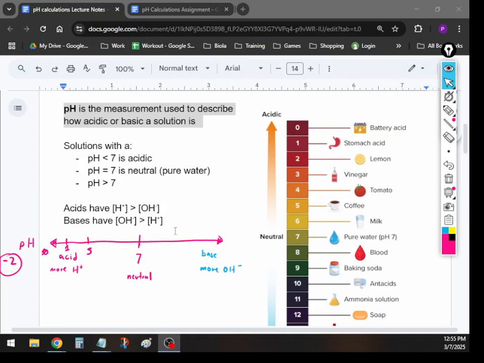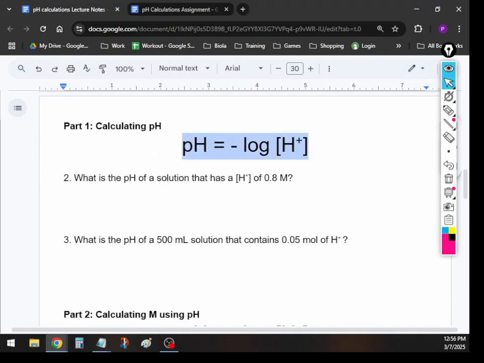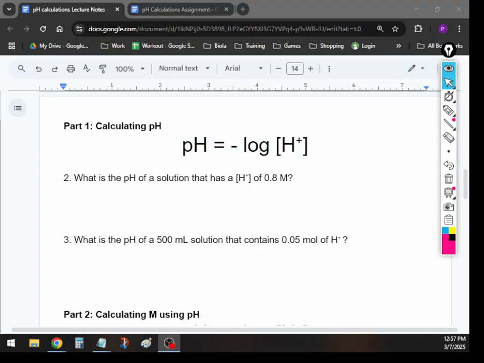Right there. So to calculate the pH of a solution, it's pretty simple. I want you guys to copy down this equation. I know it looks very scary. pH, we said, is a measurement of acidity or basicity. And if you take a look, there's a negative, right? So always include the negative sign. People always forget this and their numbers come out wrong, so just keep that in mind.